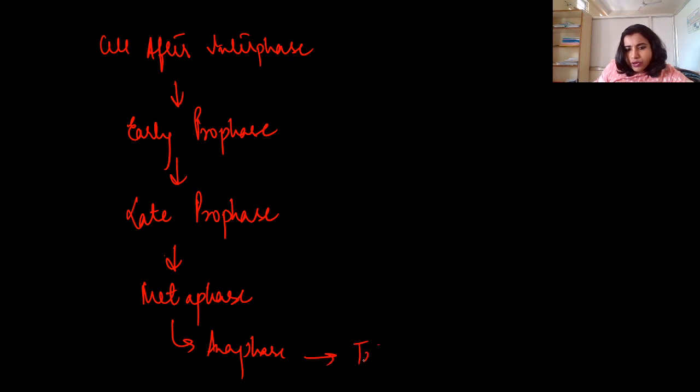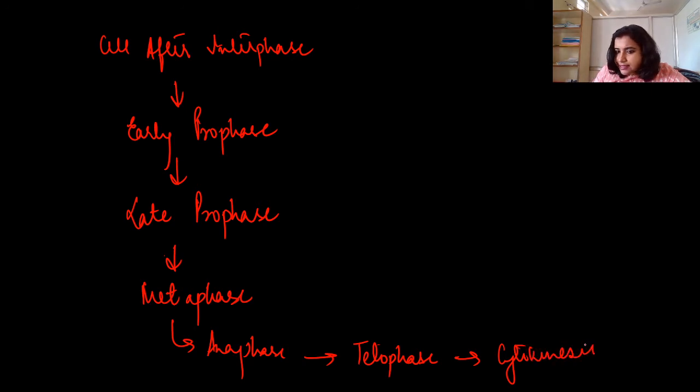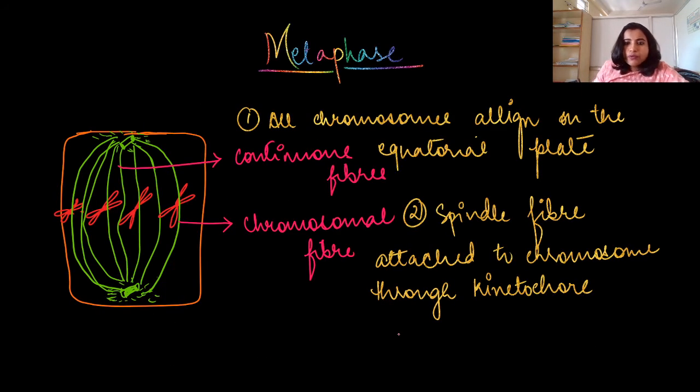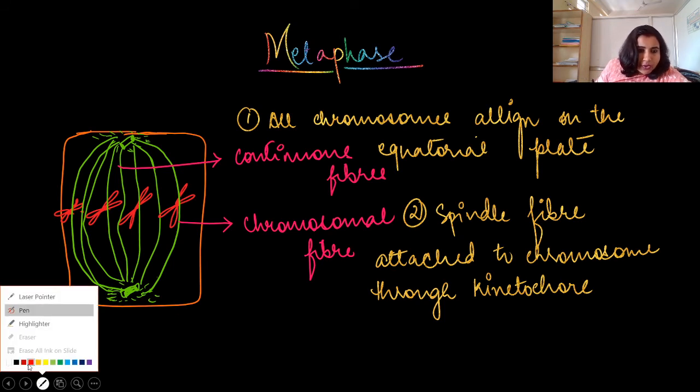Then it moves to telophase, and then cytokinesis. So we have seen interphase, we have seen early prophase, we have seen late prophase. Now we will see metaphase, anaphase, and telophase. Let's move to metaphase. So this is a metaphase chromosome, right?